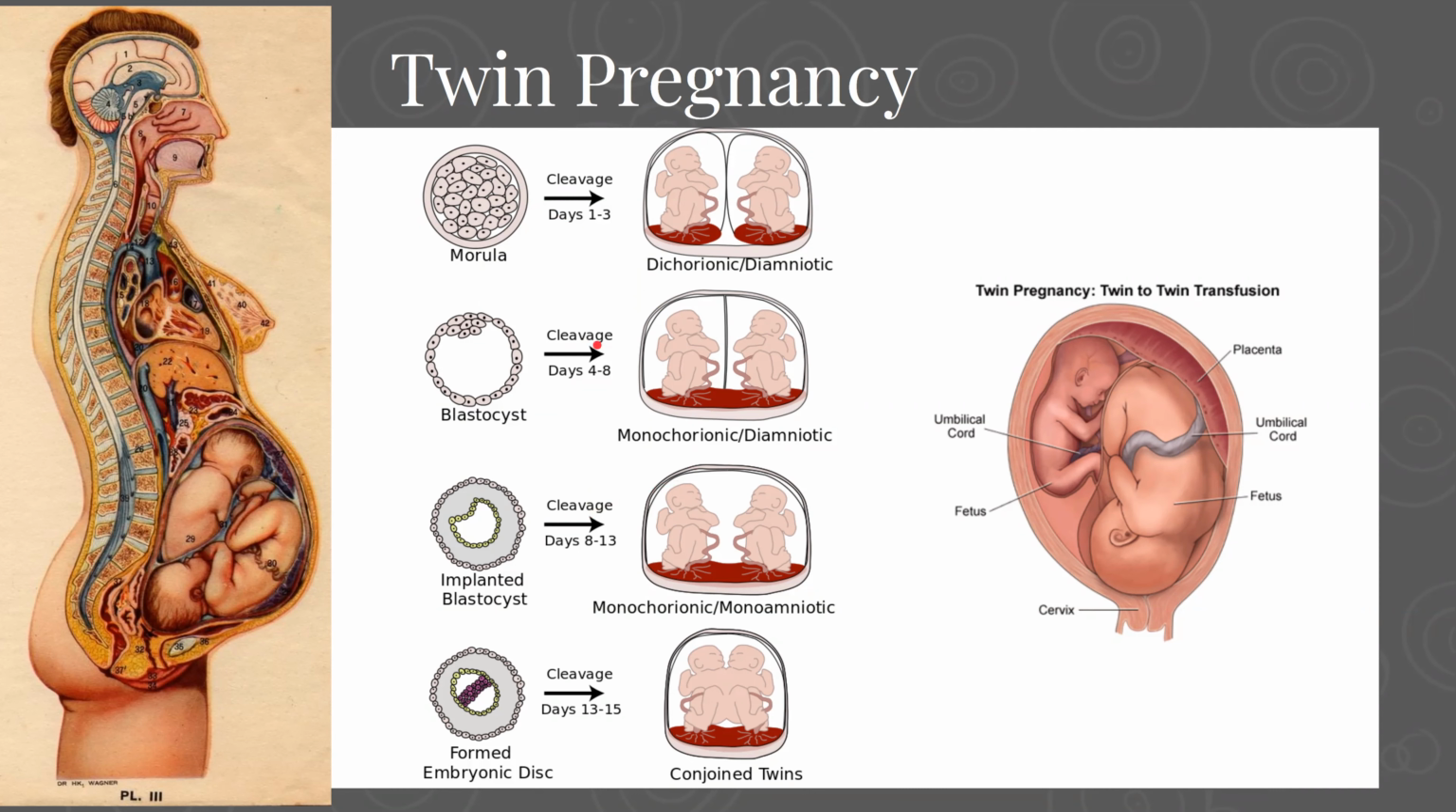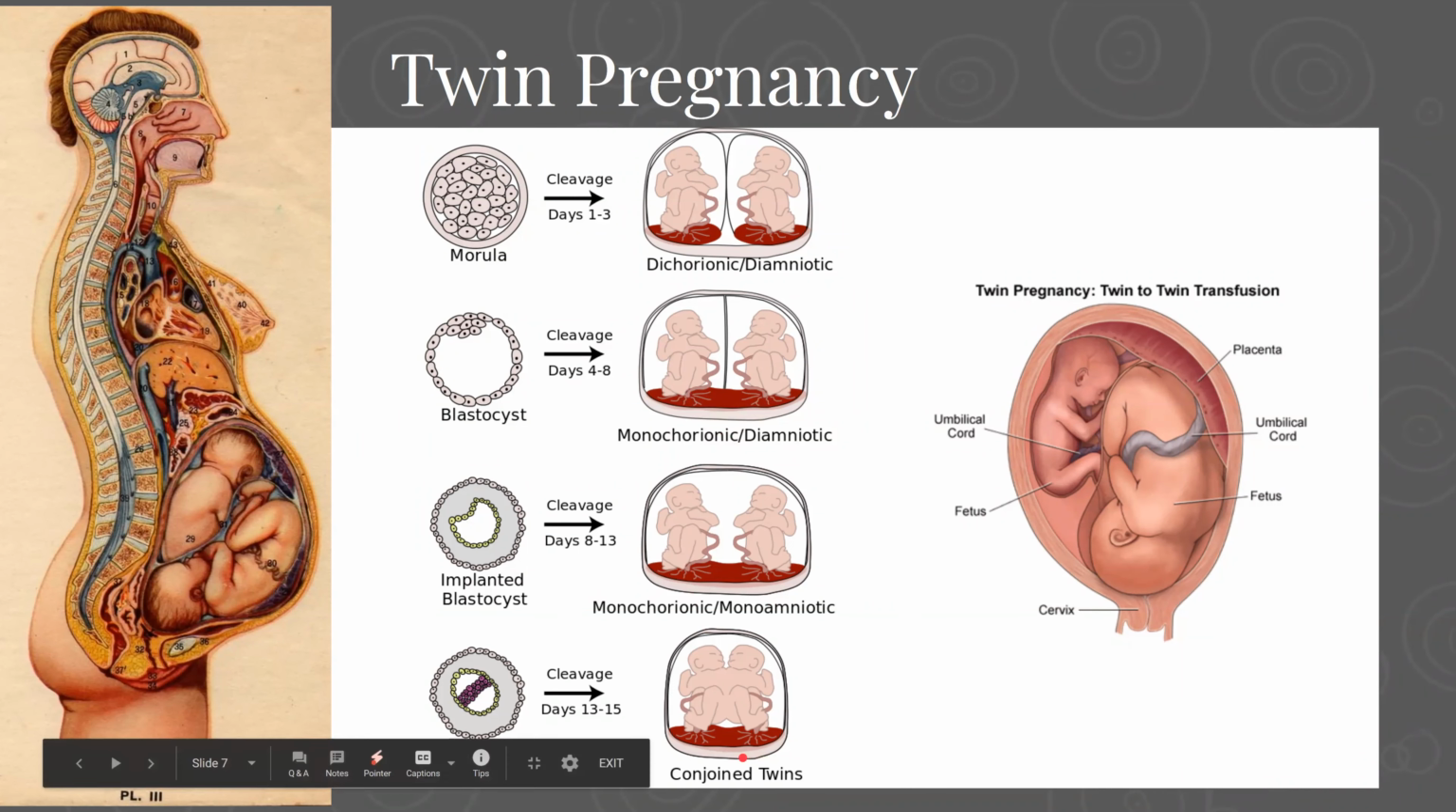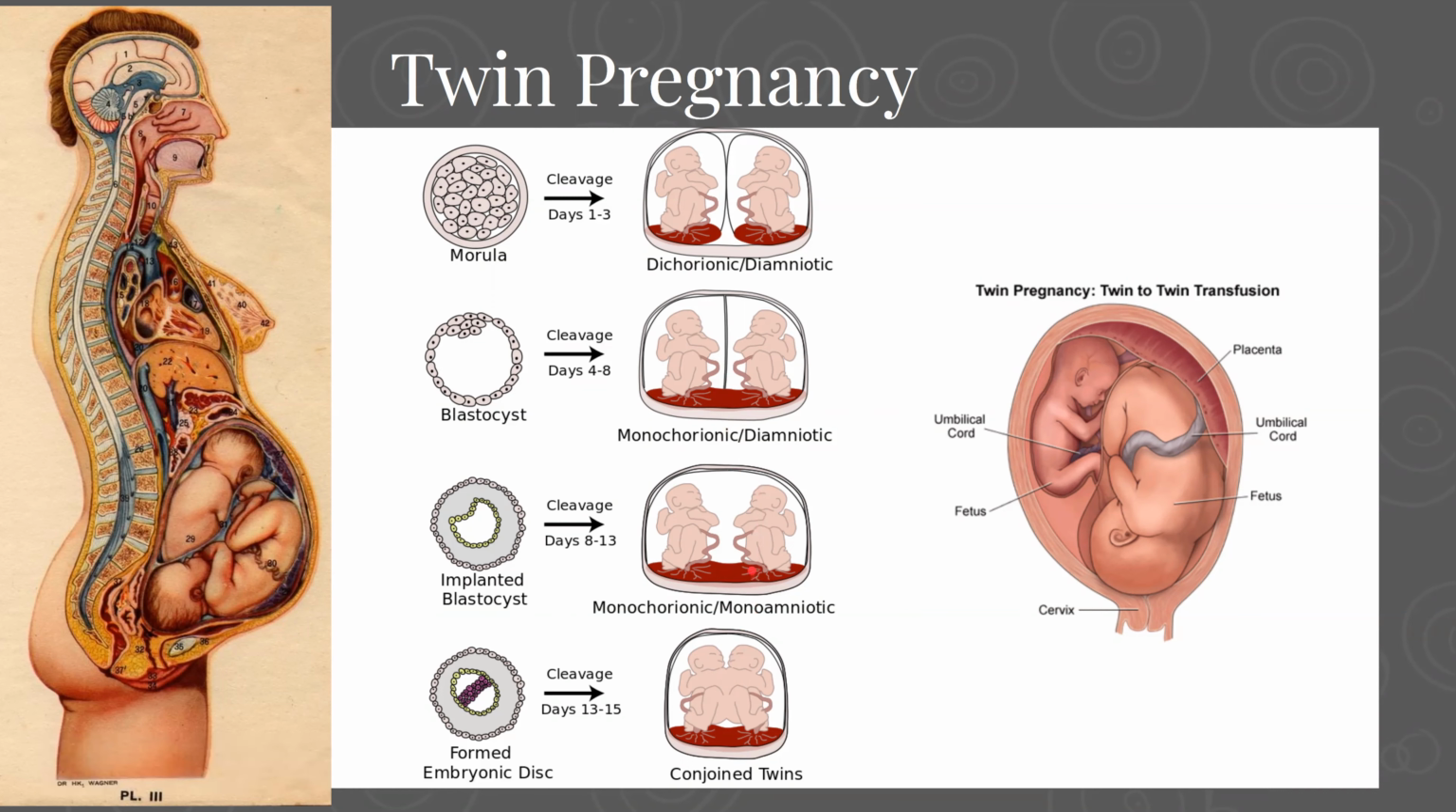But then if it cleaves a little bit later on, you might have two twins sharing the same placenta. And then of course, if it cleaves too late, then you have conjoined twins. But there's an issue whenever twins are sharing the same placenta, because they don't always get the same amount of nutrients. You can tell this one is either a fraternal twin or it was cleaved very early on, because here's a placenta, and they each have their different placentas. But in the case where they both are sharing the same placenta, then you can have twin-twin transfusion.